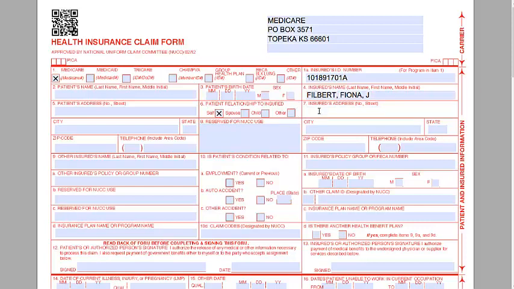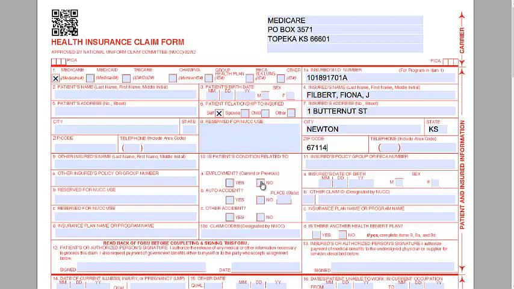Now I can go ahead and indicate our patient's address here in item number 7, and she lives at 1 Butternut Street, and I can abbreviate. And we're going to say she lives in Newton, Kansas. And the zip code for Newton is 67114. As with our other claims, we leave the telephone number blank. Item number 8 is left blank. Item number 9 is left blank unless they have secondary insurance.